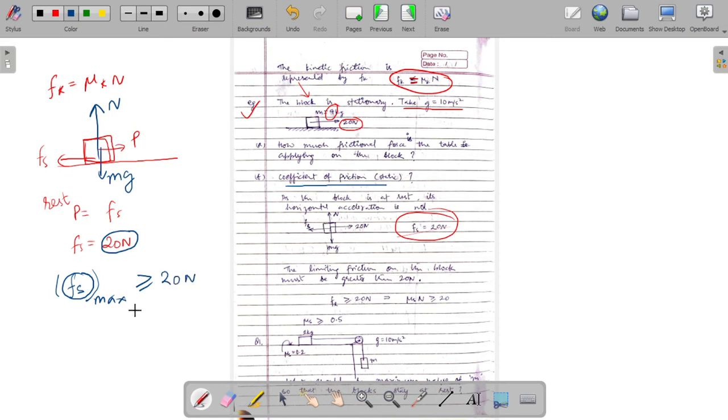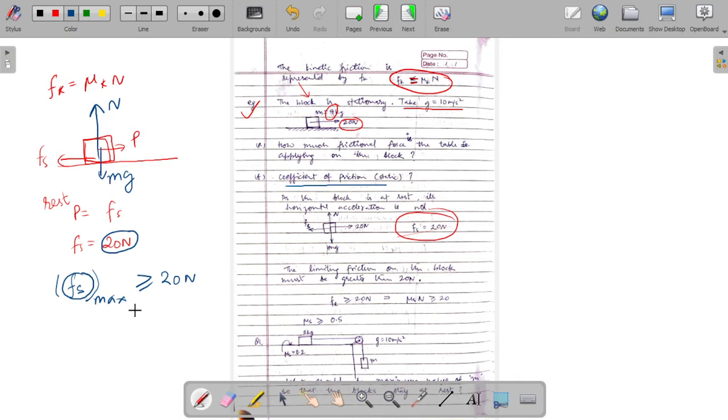What we are trying to say is that if the maximum value of static friction is, let's say, 20.1 Newton, only 0.1 Newton greater than what is required, even then the block won't move. If it is 20.01 Newton, even then we can apply 20 Newtons. If it is 20.001 Newton, even then the static friction won't have to go to that maximum value, and the only force required is 20 Newton to keep it from moving.